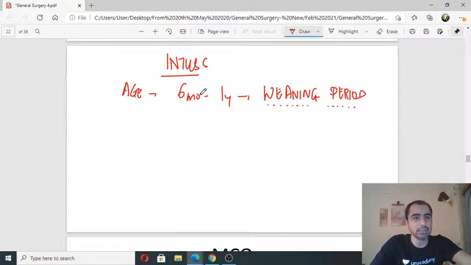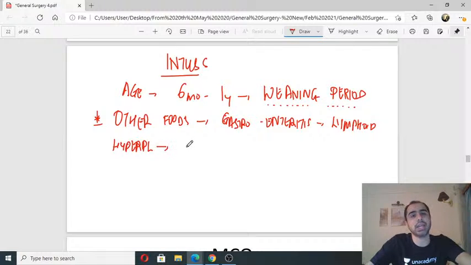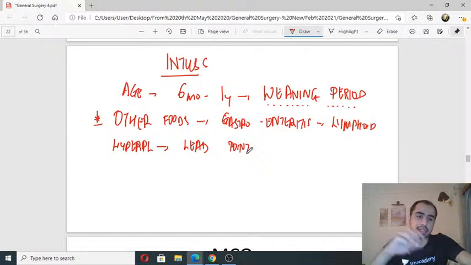Why? That's because in the weaning period, absolutely right, when the child starts consuming other foods, not breast milk, other foods, he gets gastroenteritis. And this gastroenteritis probably causes lymphoid hyperplasia. Because of inflammation, there will be lymphoid hyperplasia. And that lymphoid hyperplasia serves as a lead point across which the intussusception will happen.